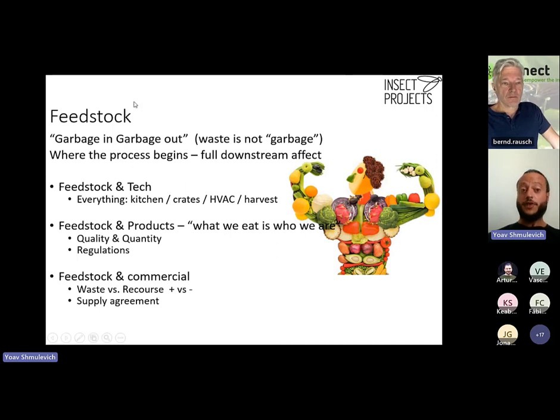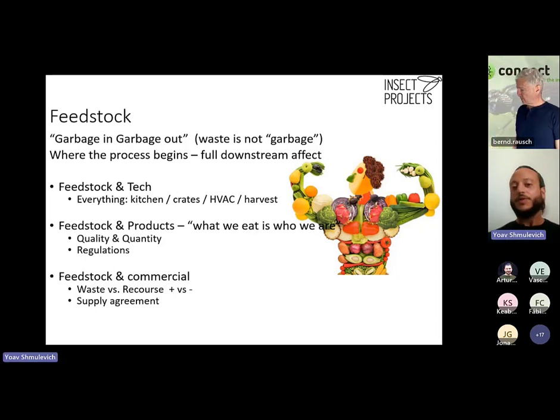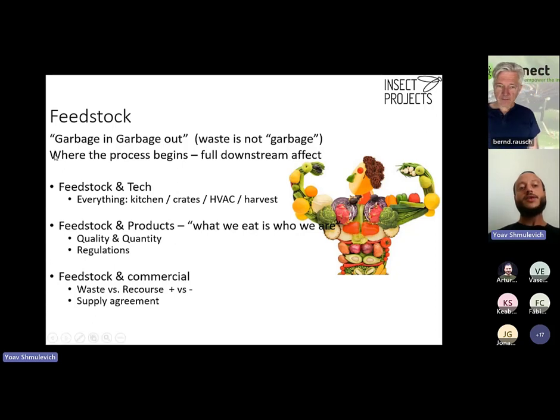The next pillar is the feedstock pillar. And I really like to use the quote, garbage in, garbage out. For me, I said before, the feedstock is the most important. If you have good feedstock, widely speaking, you can say you will have a good project. If you have bad feedstock, the whole thing is not going to work. And why I say it's the most important is because this is where the process begins. So any change you make in the feedstock will have a full downstream effect on your entire project and all the other legs. So for me, it's really, really the important pillar to start with.